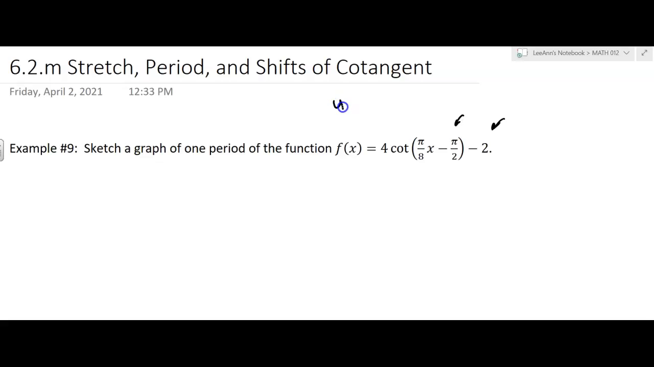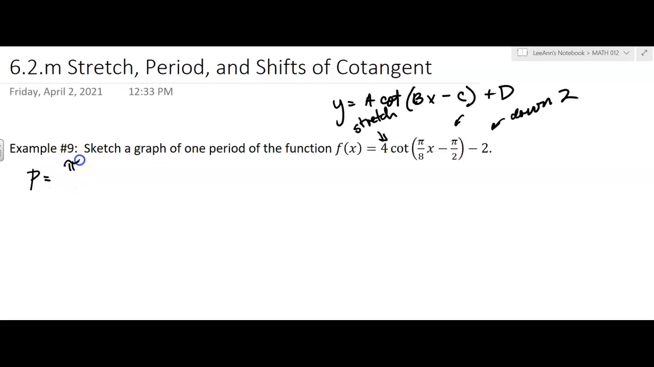Okay, so this is in the form y equals a cotangent (bx minus c) plus d. So we know we have a vertical shift down 2, and we're going to have a stretch of 4. And then what will the period be? Well, the period is going to be pi over the absolute value of pi over 8, and that's going to get you 8. So quite a large period here because it's going to go to 8.